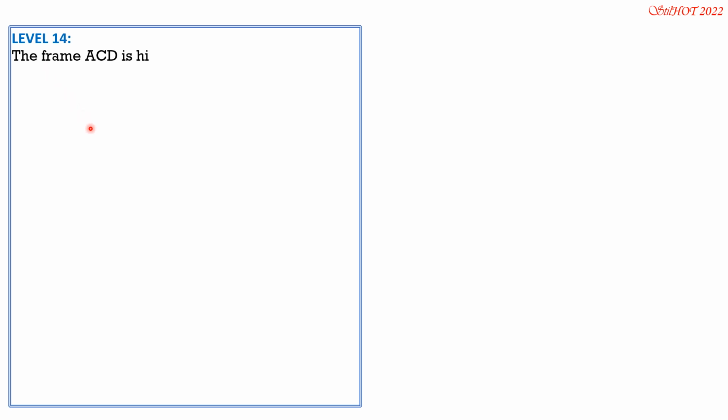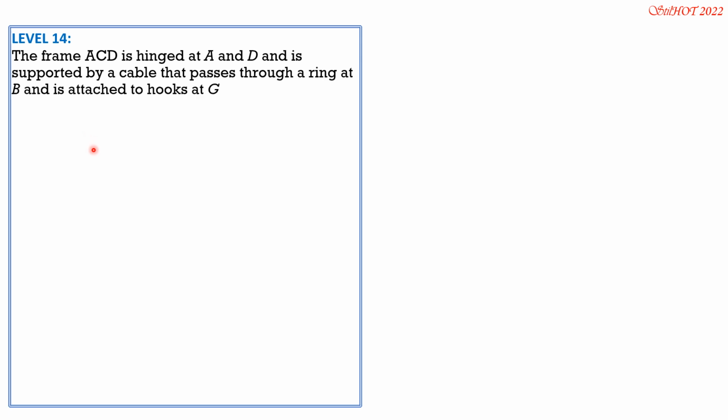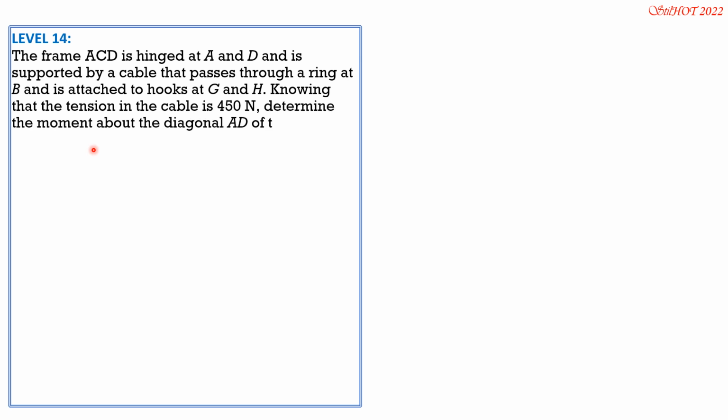Level 14. The frame ACD is hinged at A and D and is supported by a cable that passes through a ring at B and is attached to hooks at G and H. Knowing that the tension in the cable is 450 newtons, determine the moment about the diagonal AD of the force exerted on the frame by portion BH of the cable.